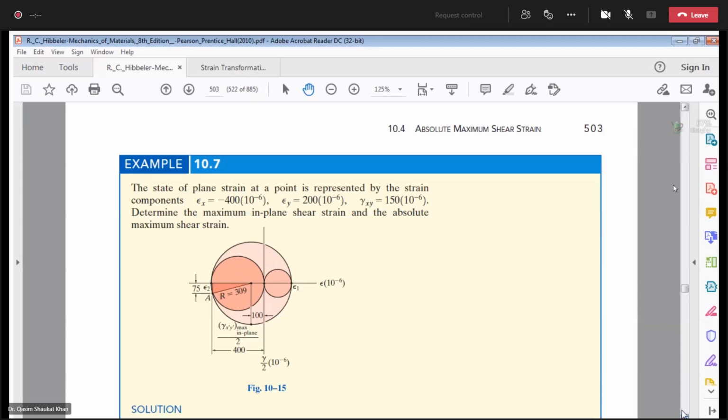Okay. Then this numerical we have to do. The state of plane strain at a point is represented by the strain components: epsilon x is minus 400 microstrains, epsilon y is 200 microstrains, and shear strain is 150 microstrains. You are required to determine the maximum in-plane shear strain and the absolute maximum shear strain. Uzair, how will you proceed in this question?